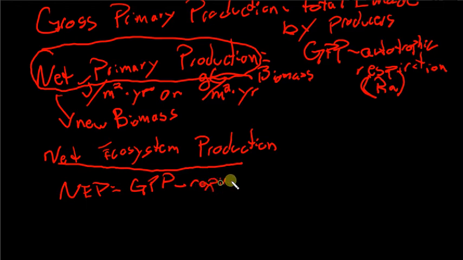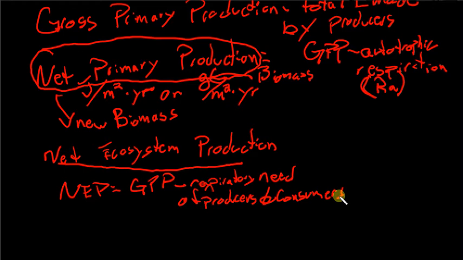So, the respiratory need of producers and consumers. Animals eat some of the crops and use that to continue surviving. Net ecosystem production is how much energy is left over when we take out the animal share and the plant share to keep surviving, that can actually be used to grow the ecosystem. This number is really important for ecologists because it determines whether an ecosystem is gaining carbon or losing carbon.